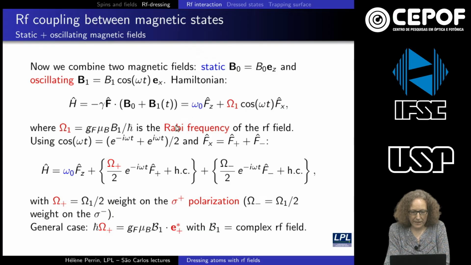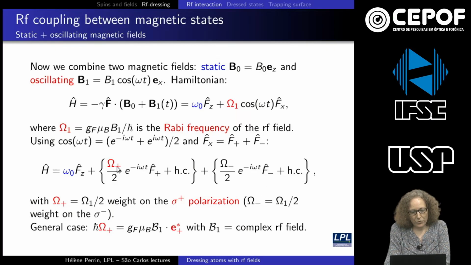Now if I make the multiplication between these two terms, I can write the Hamiltonian in this form: my former static term, and then I have grouped together the terms in exponential minus i omega t with F plus and exponential plus i omega t with F minus, and this is the other term with minus i omega t with F minus and the Hermitian conjugate.